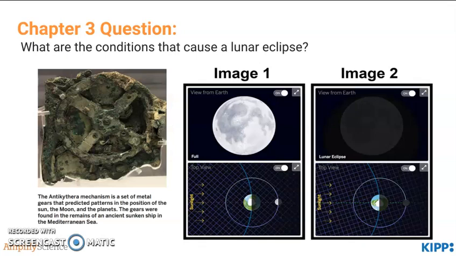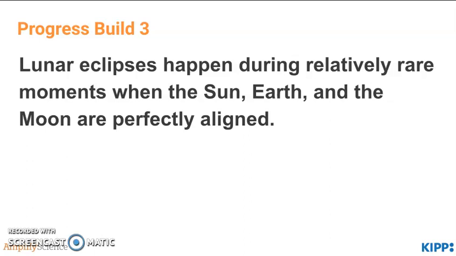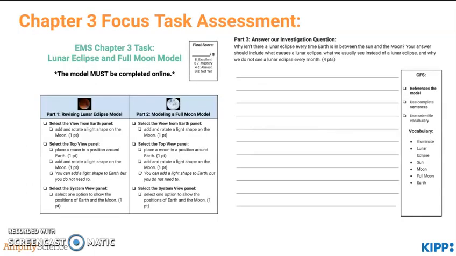On the last day, students look at evidence to explain why and when lunar eclipses occur. By the end of Chapter 3, students should know that lunar eclipses happen during relatively rare moments when the Sun, Earth, and the Moon are perfectly aligned. If they know this, they have mastered Progress Build 3. Students again show that they've mastered the progress build by completing a chapter-focused task.